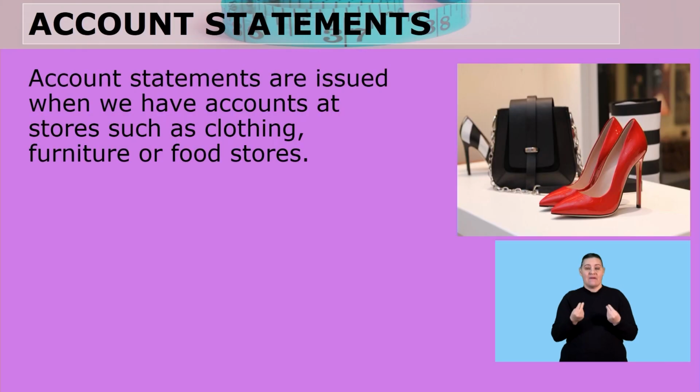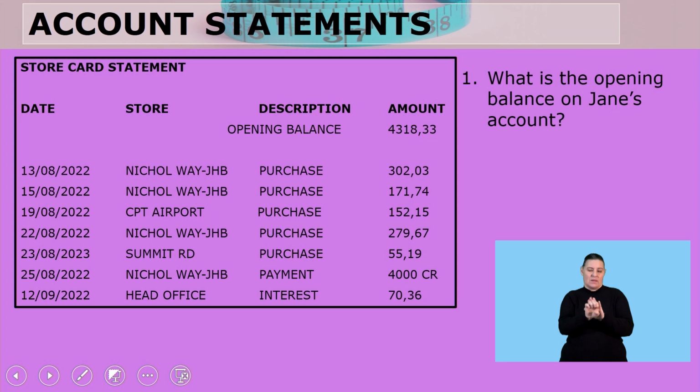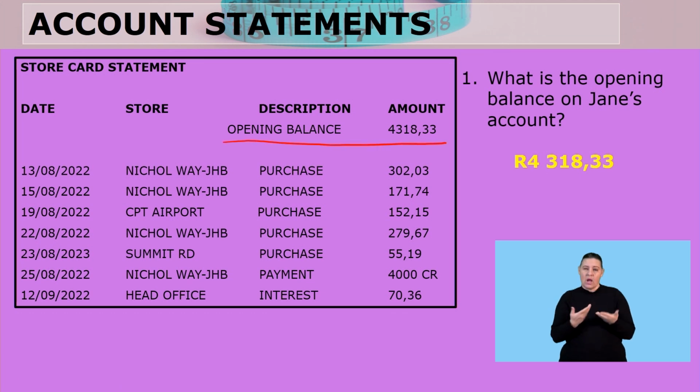Okay, account statements. So here, account statements are issued when we have accounts at stores such as clothing stores, furniture stores, food stores. Here's an example. What is the opening balance on Jane's account? So if you read at the top here, it says the opening balance is 4,318 Rand 33 cents.